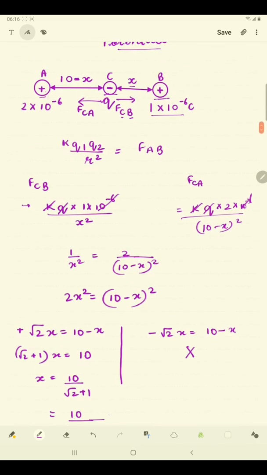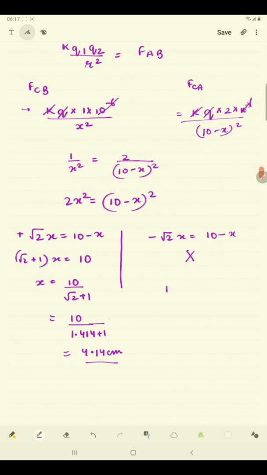If we were to find the distance between the larger particle and the smaller particle, then we can subtract 10 from 4.14. This approximately gives us 5.9 centimeters from the larger charge particle.